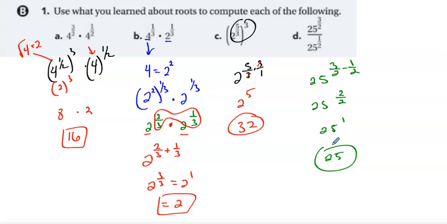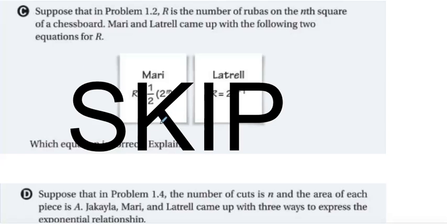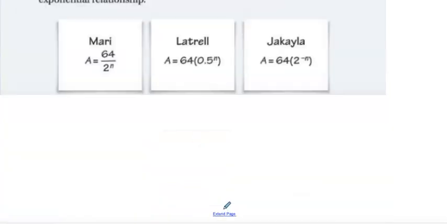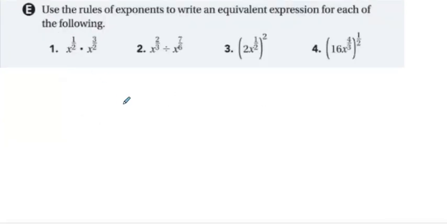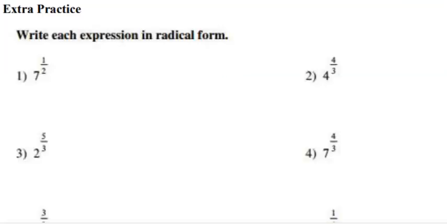And this one for part B. And then we're going to move on to the next one and see what we got here. So we got part C we're going to skip, and we're going to look at part D. Suppose problem 1.4, number of cuts. This is referencing another problem that I'm not sure about, so let's just move on. And I'm going to go to E. All right, use the rules of exponents to rewrite equivalent expressions. So this is just multiplying, dividing. Nothing too crazy on this one. I'm going to move on from this one as well.